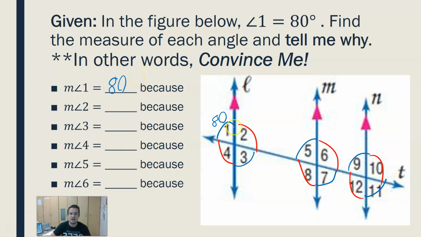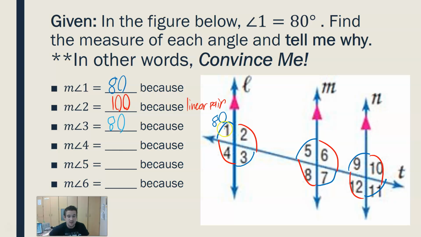So what's the measure of angle 2? Well, these are a linear pair. Angle 1 and angle 2 are a linear pair. So that means they have to add up to 180 degrees. So the measure of angle 2 is going to be 100 degrees. Measure of angle 3 is going to be 80 degrees.